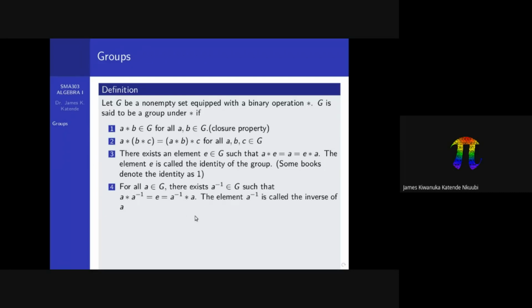So many times when students are talking about the inverse, some usually wrongly state that the group does not have an inverse. That is wrong. Every element has its own inverse. So you cannot say that the group has an inverse or does not have an inverse. It's each element that has an inverse. So take note of that.